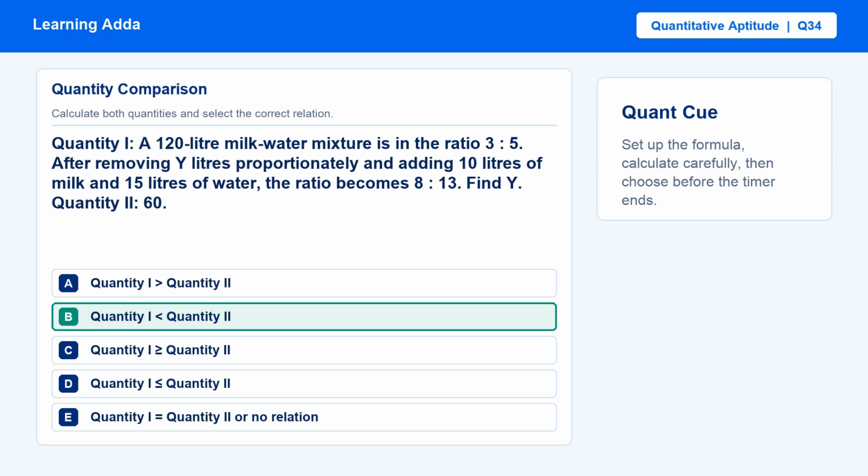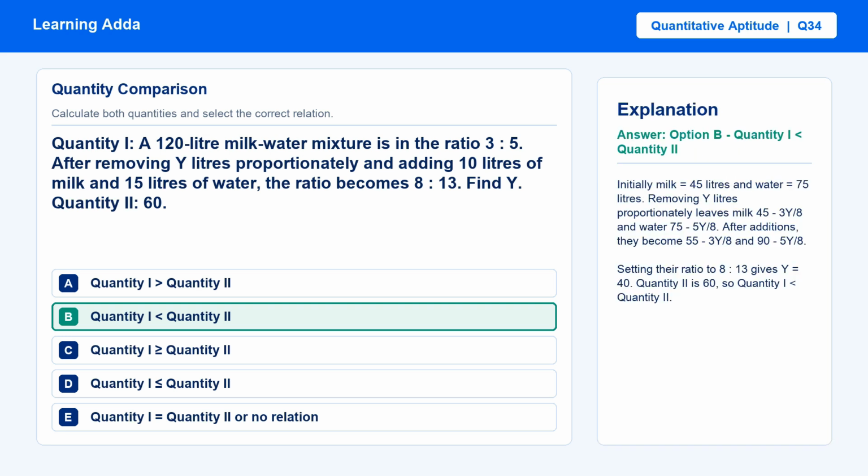The answer is option B, quantity 1 is less than quantity 2. Initially milk is equal to 45 liters and water is equal to 75 liters. Removing Y liters proportionately leaves milk 45 minus 3Y/8 and water 75 minus 5Y/8. After additions, they become 55 minus 3Y/8 and 90 minus 5Y/8. Setting their ratio to 8:13 gives Y is equal to 40. Quantity 2 is 60, so quantity 1 is less than quantity 2.